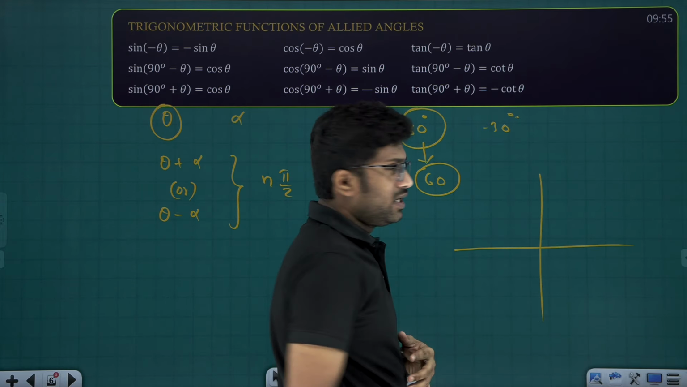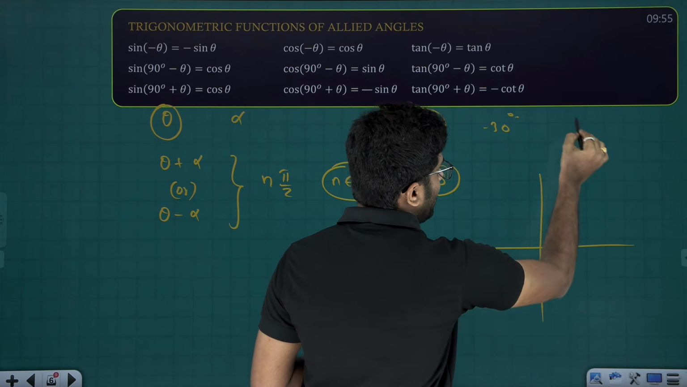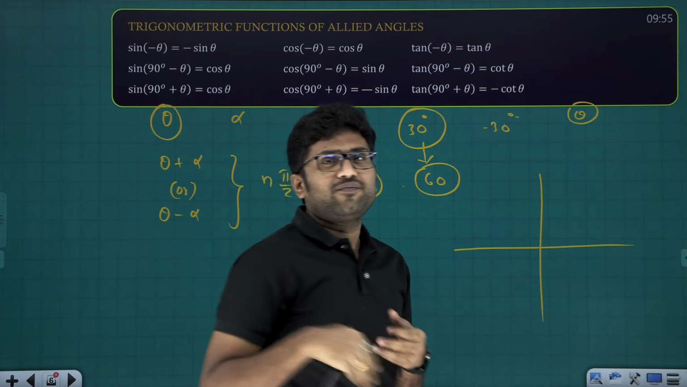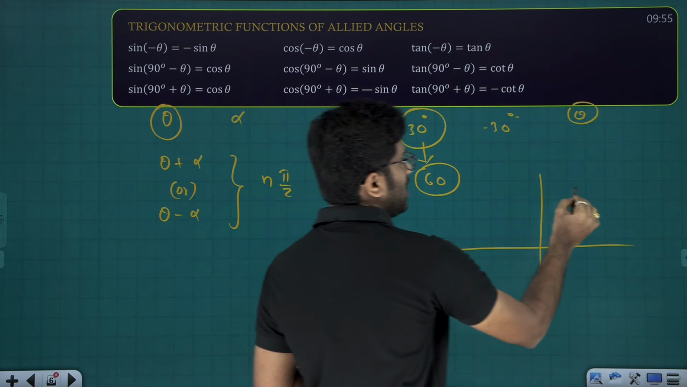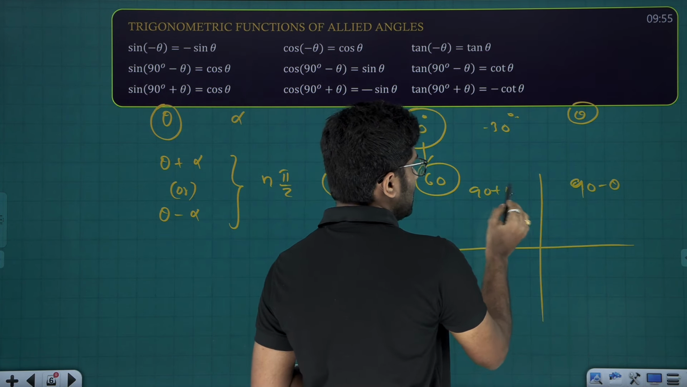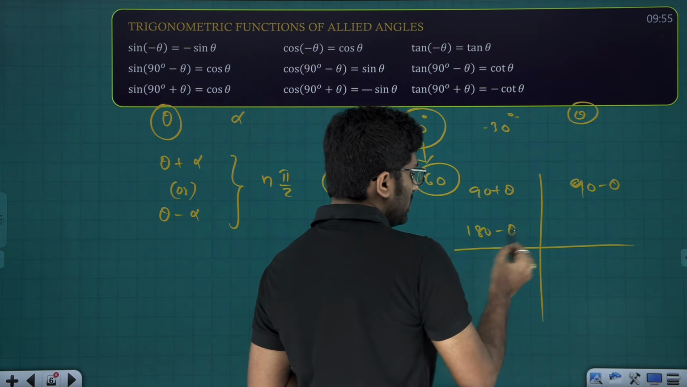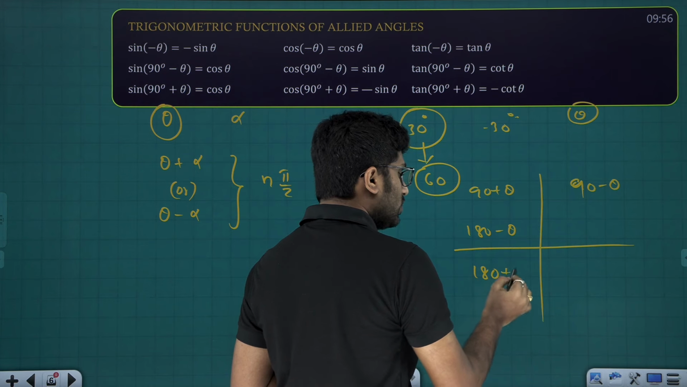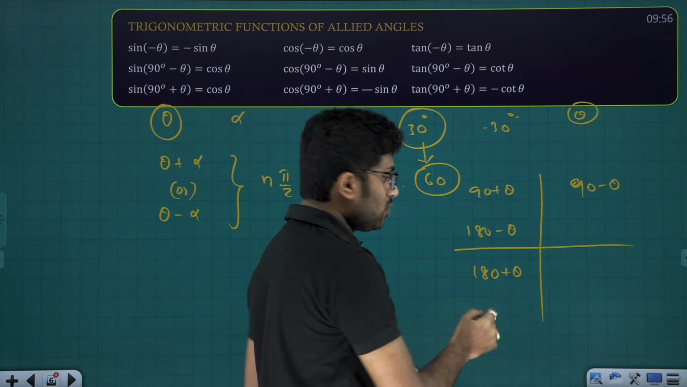Depending on quadrants, suppose for any acute angle theta, every angle in the first quadrant will be of the form 90 minus theta. Every angle in the second quadrant will be of the form 90 plus theta, or even less than 180. In the third quadrant, more than 180 or even less than 270.